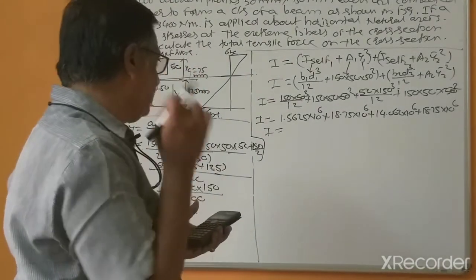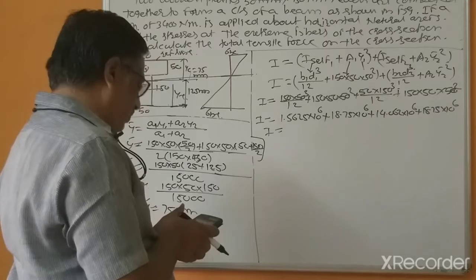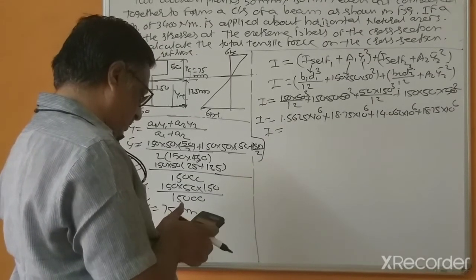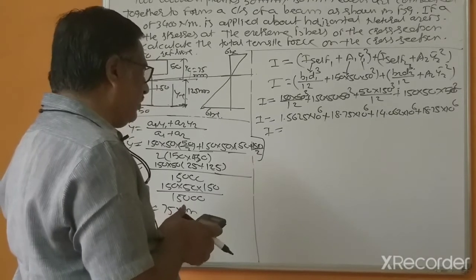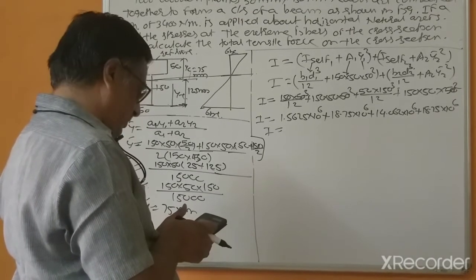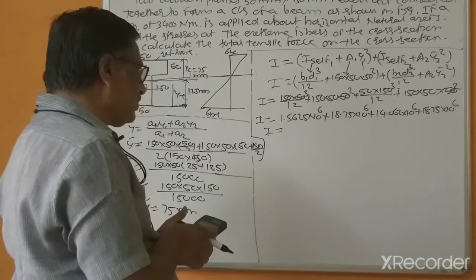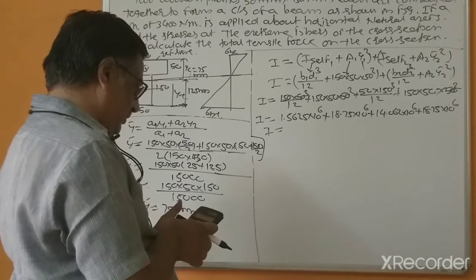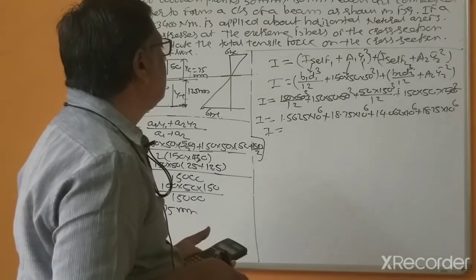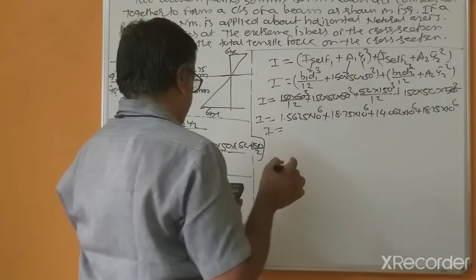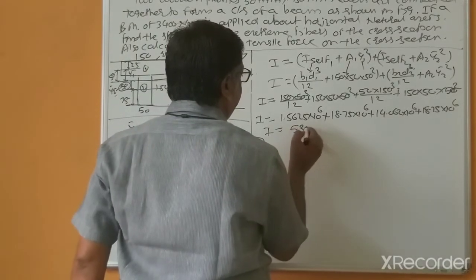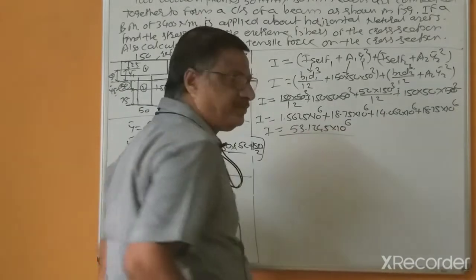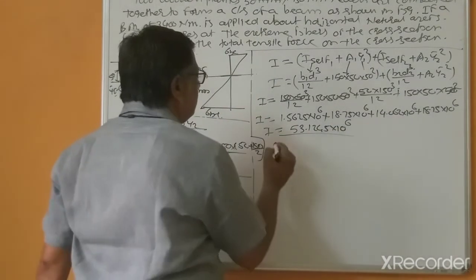So that's why 1.5625 plus 18.75 plus 14.062 plus 18.75. This is equal to 53.1245 into 10 to the power 6. So you try to understand this.